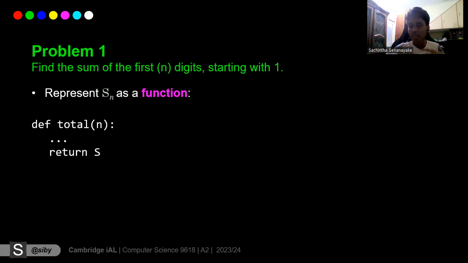To program that, we need to first represent S of n in Python as a function. Here I will call it total(n), where n is a value that is taken in as a parameter. And at the end of the day, we return S. Now, we'll get rid of return S soon, but this is just to show you that the function is called total. It takes in an n value, and it returns the final sum, whatever the sum may be. So this function is supposed to add up all the values from 1 to n and return S, which is the total of all the values from 1 to n.